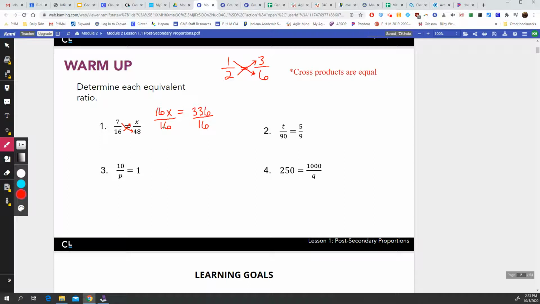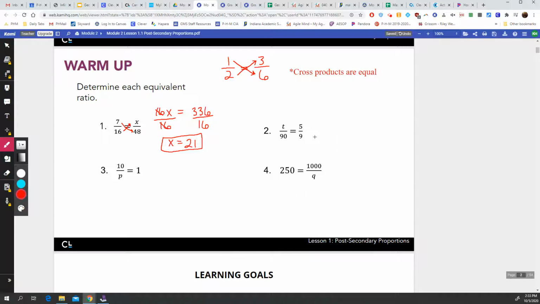So 16x divided by 16, the 16s just cancel and equal 1. So this is just x equals, and then when I do the division, 336 divided by 16, I get 21. So in this proportion, x equals 21. That makes these two ratios equivalent to each other. So at this point, try pausing the video and doing number 2, number 3, and number 4 on your own using this process.